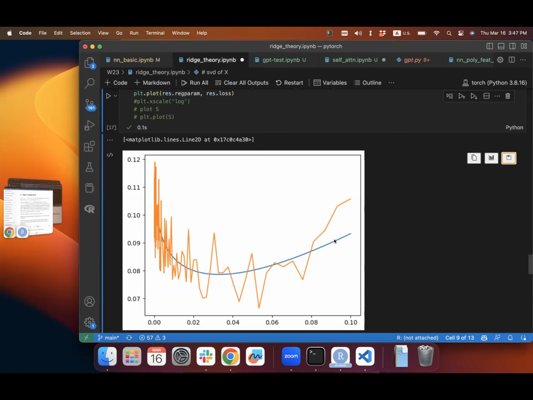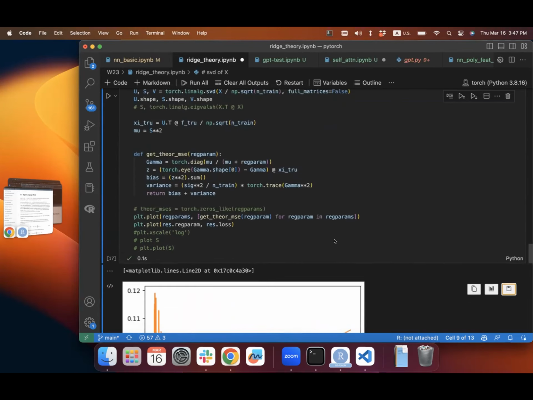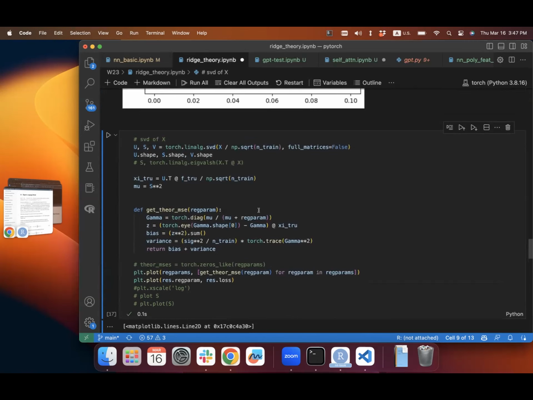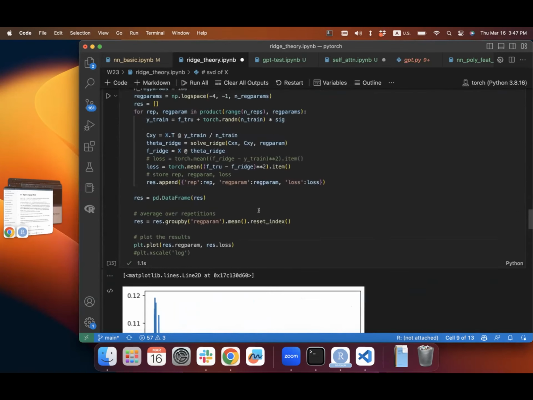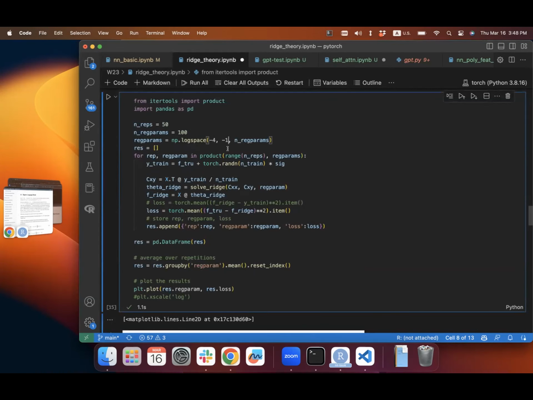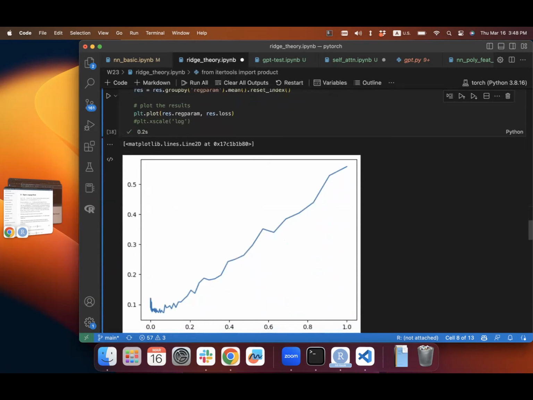Okay, so if I, for example, go higher here, how can I go higher? So this is 10 to the -4 to 10 to the 0. So that's the range of the regularization parameters. So you can see, if you increase the regularization parameters, I think things get a lot worse.